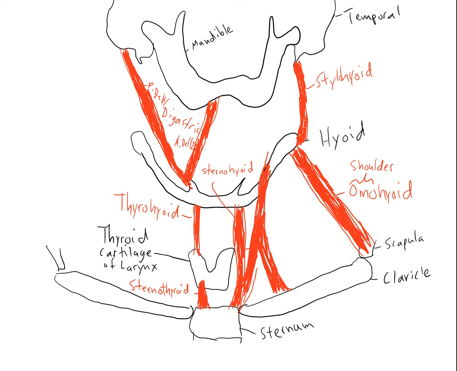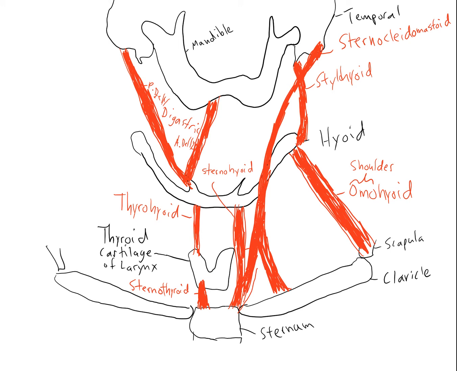and it'll pass superficial to the rest of these muscles and insert on the mastoid, the mastoid process of the temporal bone. And so here is our sternocleidomastoid.